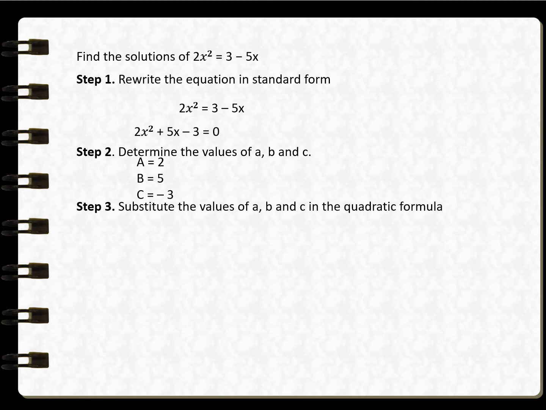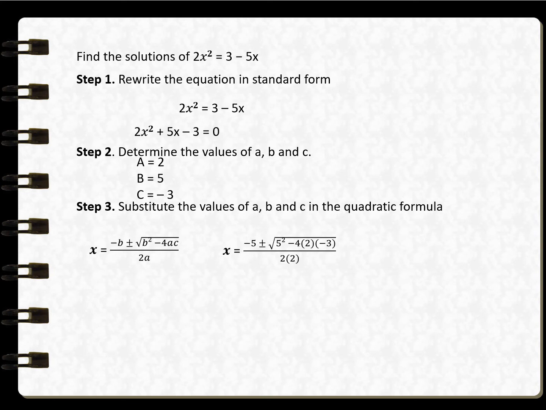Third step natin is to substitute the values of A, B, and C in the quadratic formula. Here is our quadratic formula. So, papalitan natin yung mga values ng B, A, and C sa ating nakuha kanina. So, papalitan natin yung B with 5, and then A with 2, and C with negative 3. Don't forget to use parentheses para hindi siya mag-iba ang itsura.